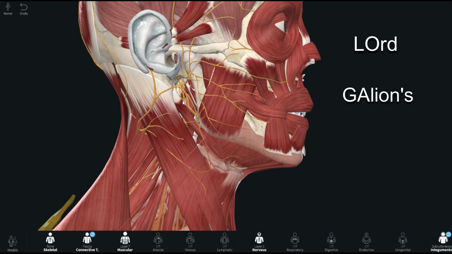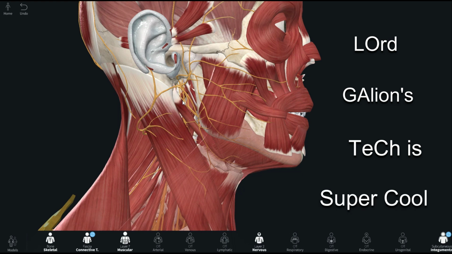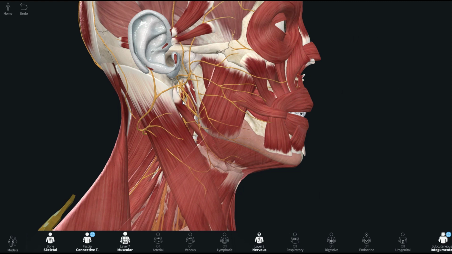Lord Gallien's tech is super cool. Okay, I know it's weird. It might sound a little weird, but at least it has been working out fine for me. I can remember the names by this. Lord Gallien's tech is super cool. Lord means L-O. L-O stands for lesser occipital.